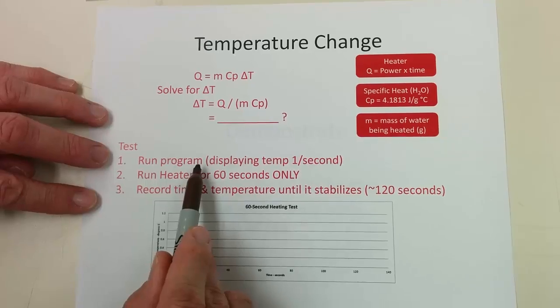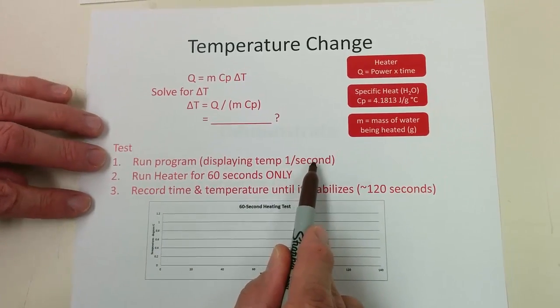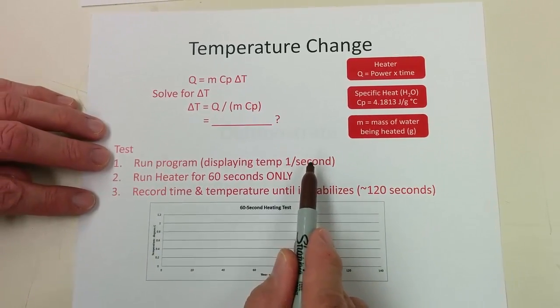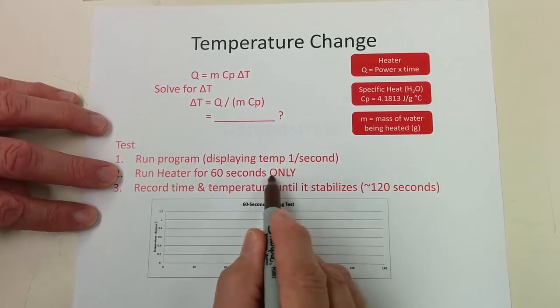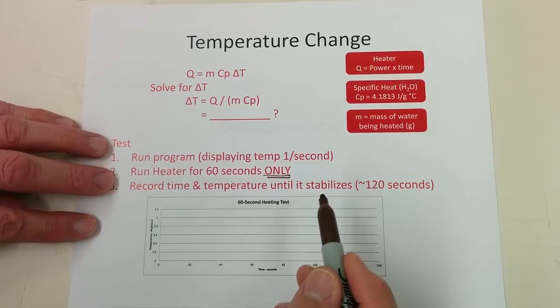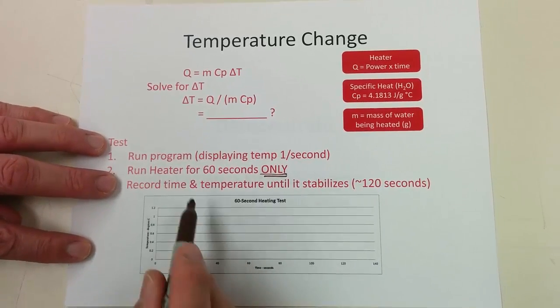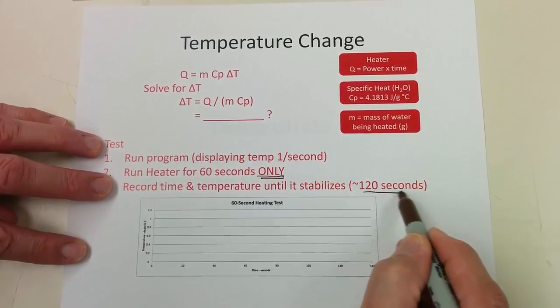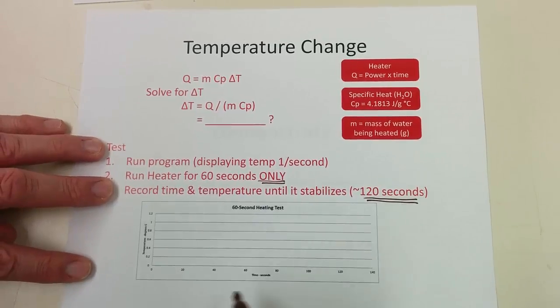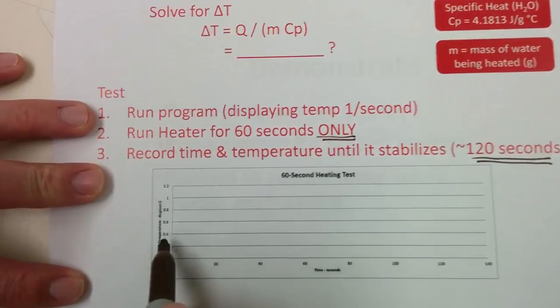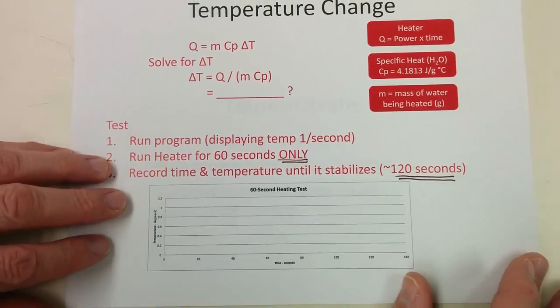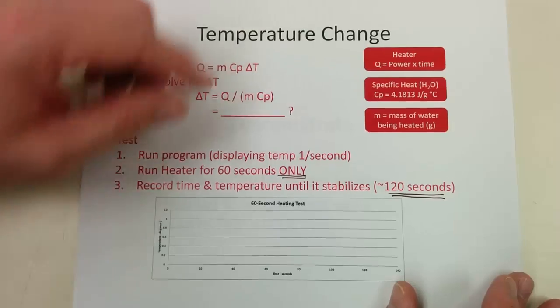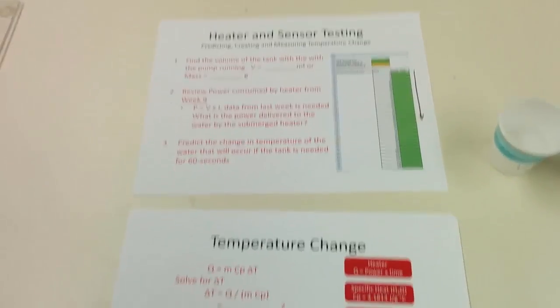So we're going to run the program displaying temperature at one sample per second, run the heater for 60 seconds, then shut it off and continue recording until it stabilizes. Going to 120 seconds should be fine. So you're going to have a graph that's going to show this. I'll show you a better one in just a second. So that's the final data collection, completing that data sheet and then creating this particular graph.